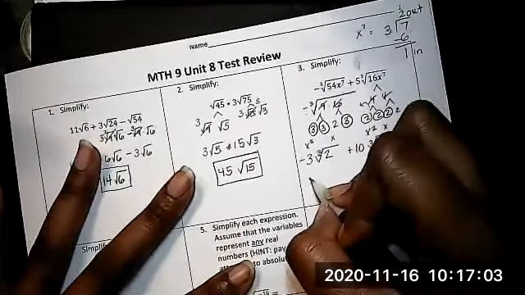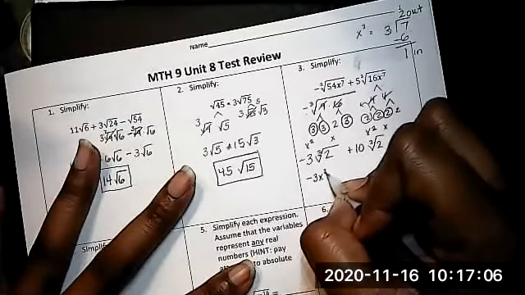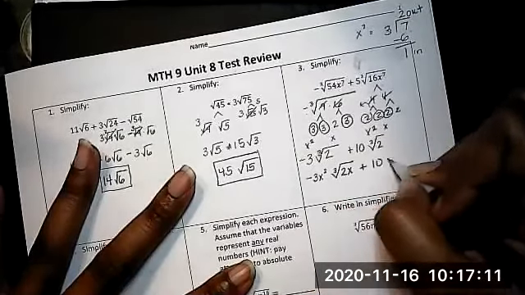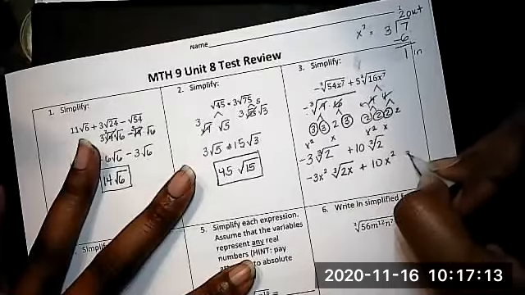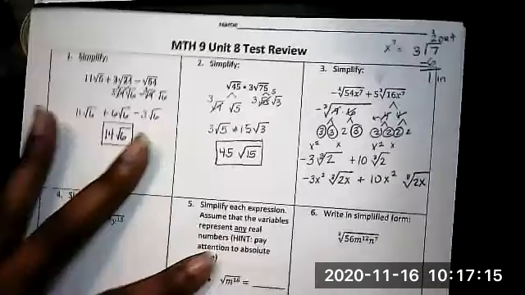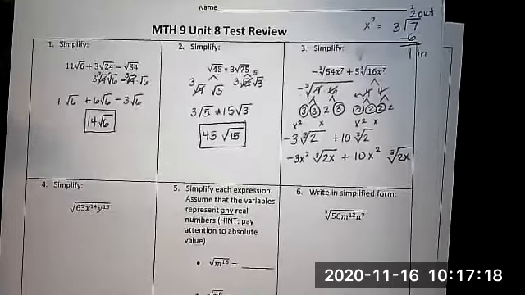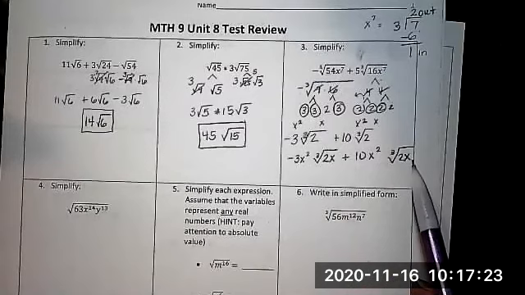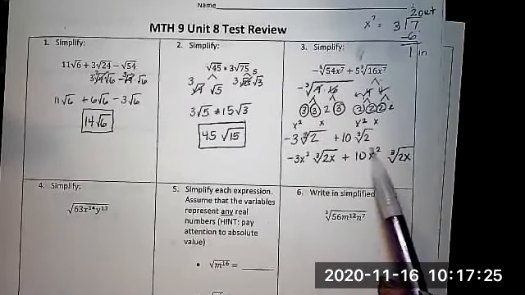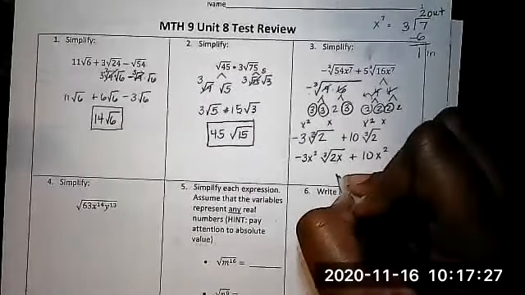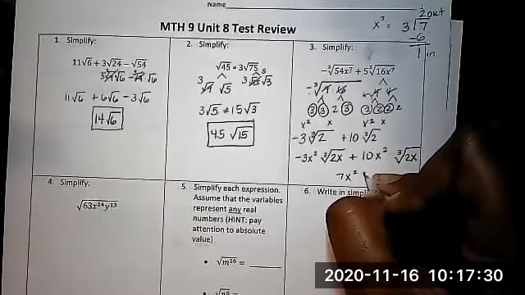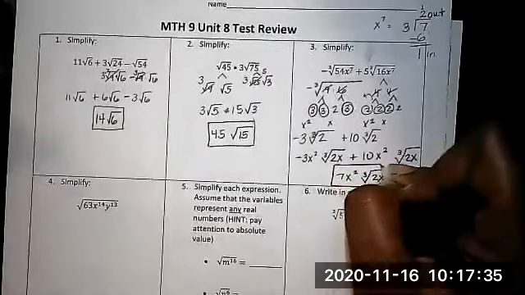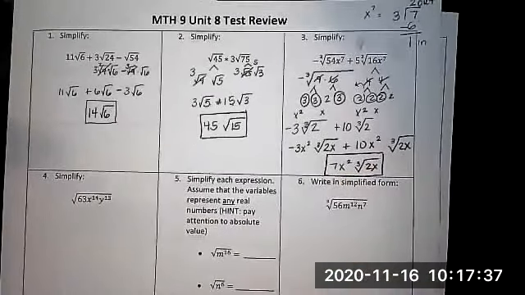So this now becomes negative 3x squared, and then the cube root of 2x, plus 10x squared, and the cube root of 2x. Can we combine them? Yes, they're like terms, and the radicals are like terms as well. So negative 3x squared and positive 10x squared become positive 7x squared, and then the cube root of 2x just stays the same there. Okay, so that's your answer there.